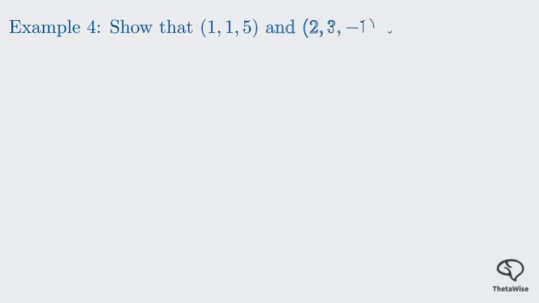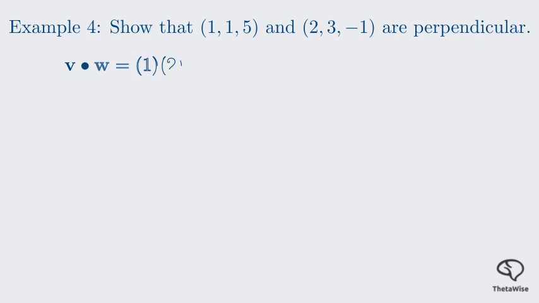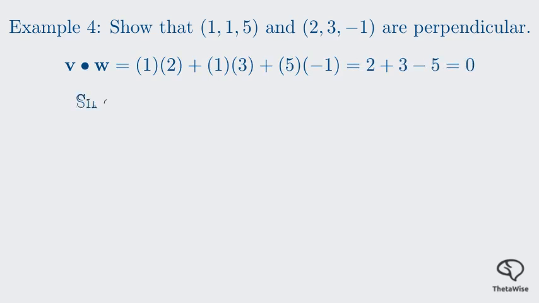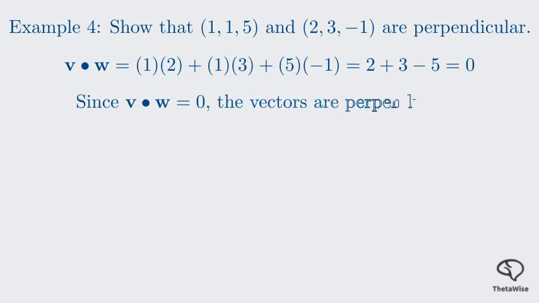Let's use the perpendicularity test. We are asked to show that the vectors v equals (1, 1, 5) and w equals (2, 3, -1) are perpendicular. The condition for perpendicularity is that their scalar product must be 0. Let's calculate it. The scalar product v dot w is 1 times 2 plus 1 times 3 plus 5 times negative 1. This is 2 plus 3 minus 5, which equals 0. Since their scalar product is 0, we have successfully shown that the vectors are perpendicular. This confirms their orthogonality. Now, let's look at a problem that requires us to work backwards.